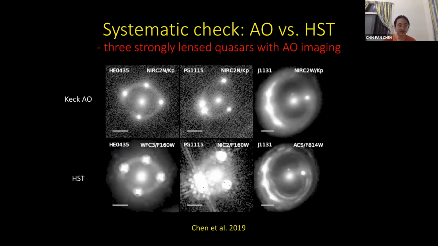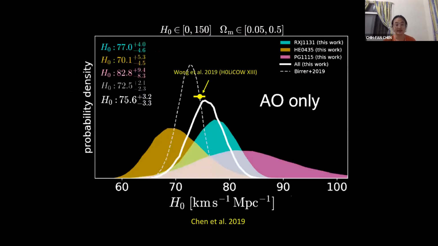So AO imaging is really a nice data set to check the possible systematics. We use the 3 lens systems with Keck AO imaging in the top row to constrain the Hubble constant. The results show that by combining the 3 lenses, we found that H0 is 75.6 plus or minus 3.2, which is consistent with the H0 result from the HST imaging.